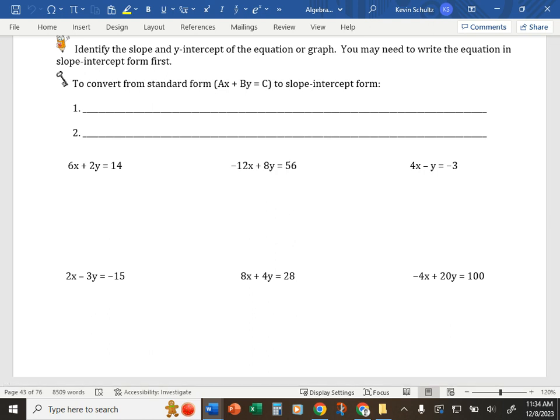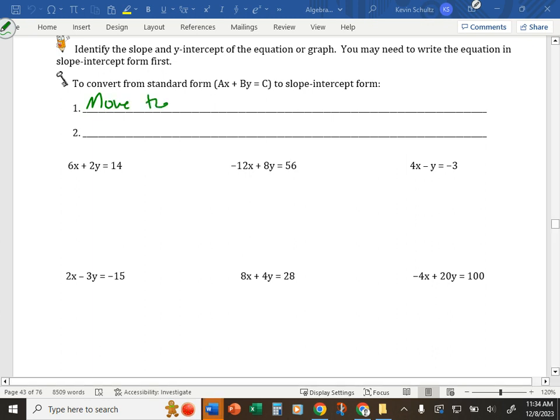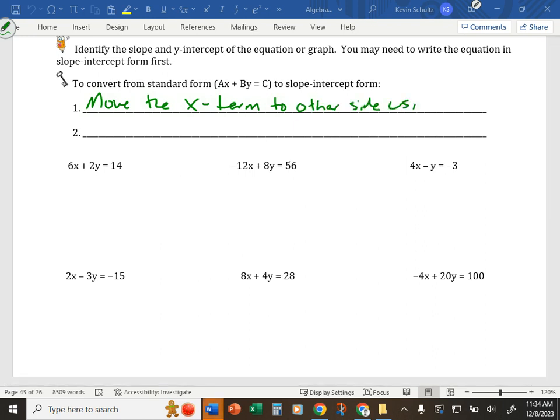So your two steps. Number one, we're going to start with opposite operations, and since we moved the x term over to be with y, to put it in standard form, to put it back in slope-intercept form, we've got to move it back. So again, we're going to move the x term to the other side using opposite operations. Exactly the opposite of what we did for putting it into standard form to begin with.